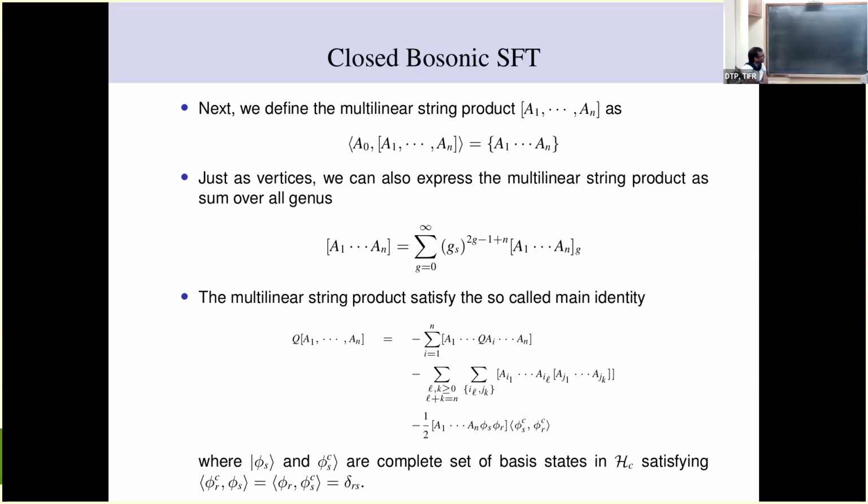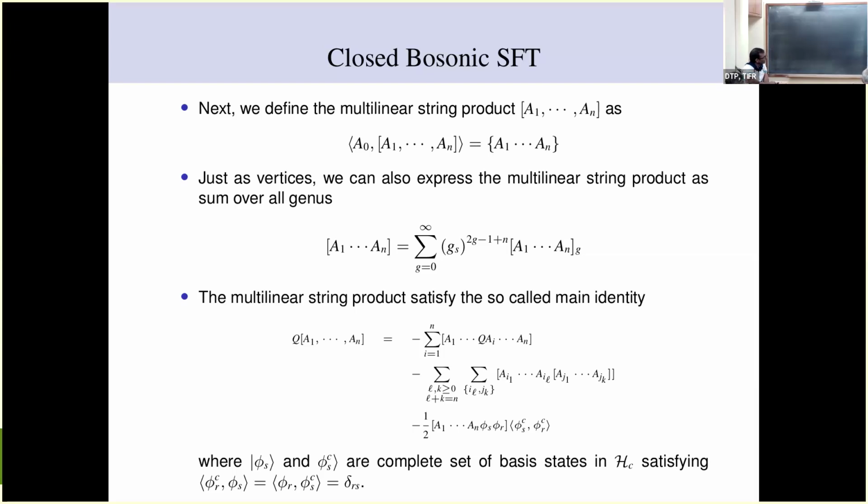So we have this identity, and it's a very useful identity. Let me explain the various terms of this. You act with this operator Q. The first term just represents how Q acts on the various insertions of this square bracket. Q is the BRST operator.